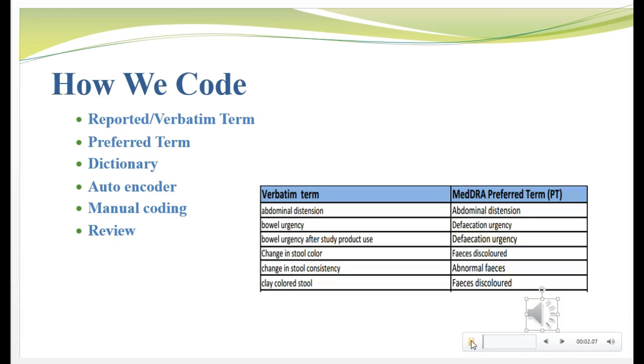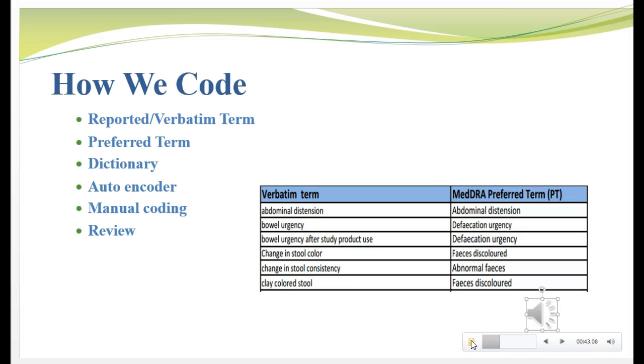How do we code? Well, essentially, the site records or reports a verbatim term. So you might hear that phrase, a reported term or a verbatim term. This is essentially exactly what the site wrote down on the case report form or entered into the EDC system. And what we do when we code is we assign that numeric code, which maps out to what they call the preferred term. This is the term that is preferred by the industry. So verbatim or reported is what the site recorded, and preferred is what the industry wants to use when we do our analysis.